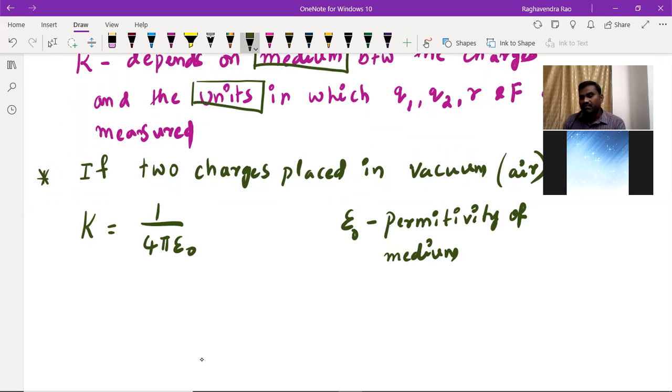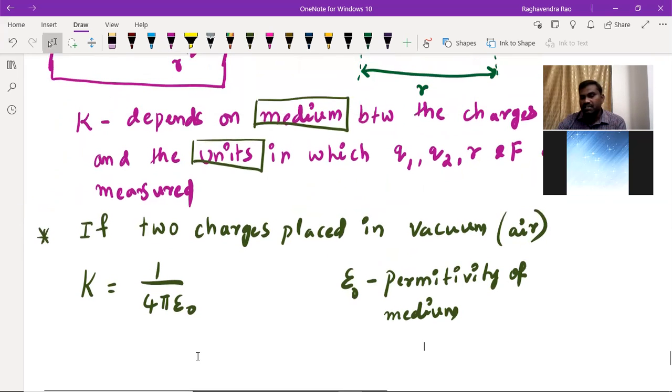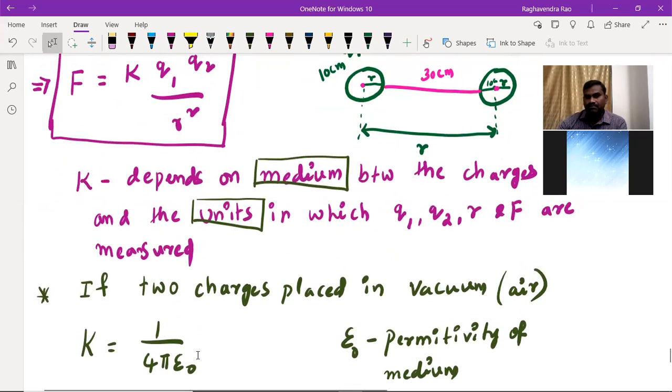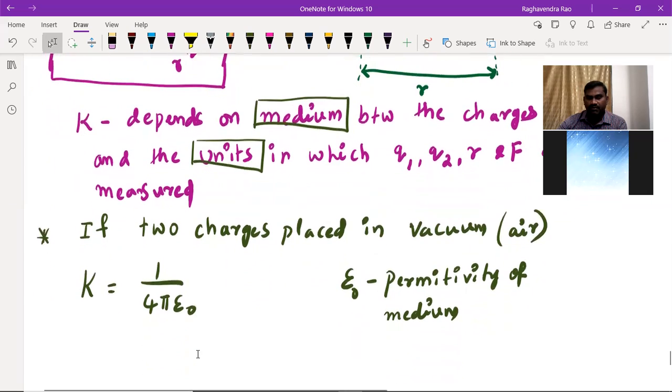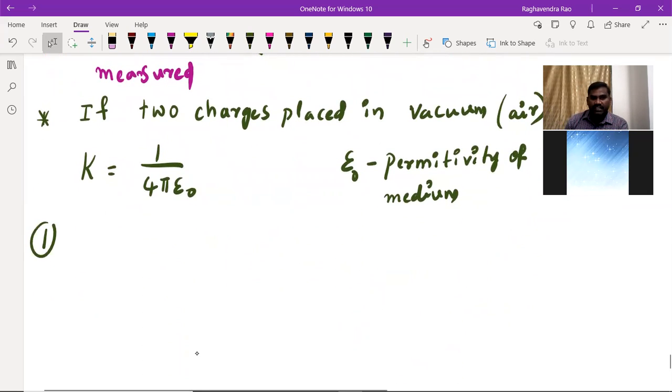That means whether the medium allows the electric field or not, we can know by the parameter called permittivity. This is the property of the medium. So k is equal to 1 by 4 pi epsilon naught. No doubt, the value of k depends on the medium between the charges and also the units in which charges, distance and force are measured. If two charges are placed in vacuum, the k value we can take as 1 by 4 pi epsilon naught. Now, the value of k we can express in units.